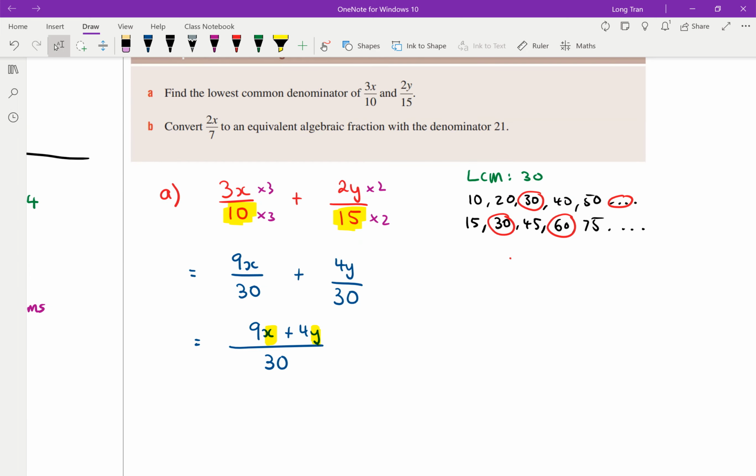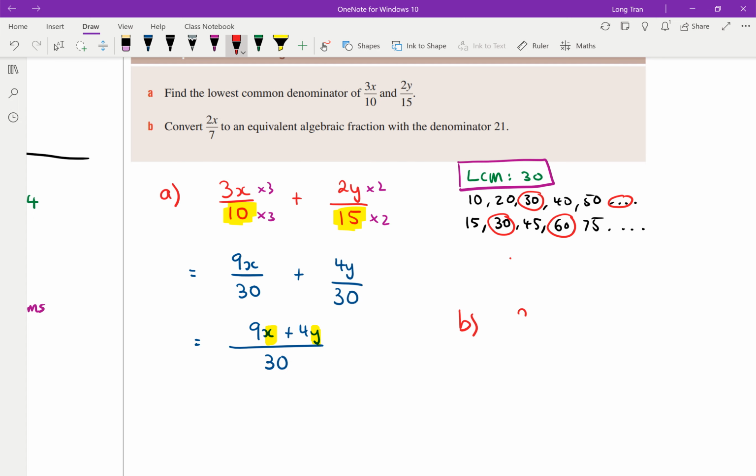So, in part A, find the lowest common multiple. Well, answering the question, I already have. Lowest common multiple is 30 for part A, and then for part B, they wanted me to convert 2x over 7 to an equivalent algebraic fraction with denominator of 21.